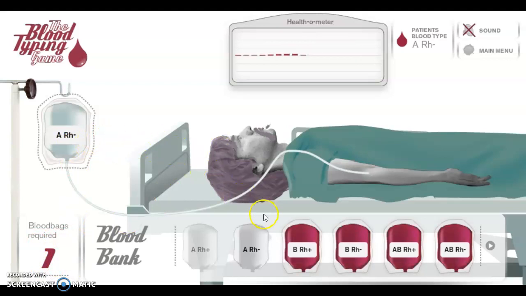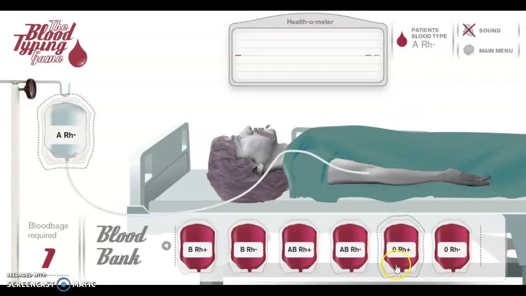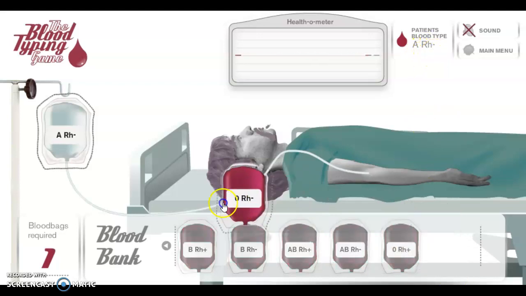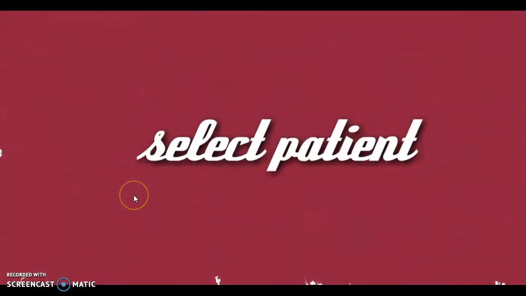But now we have a problem. We have type B blood, and he needs type A. We have type AB blood. Oh, if we scroll over here, we have type O blood. Remember, type O doesn't have any antigens on it, so let's go ahead and try and give him a type O bag. If he's Rh negative, we want to make sure we give him the O negative bag. So we give him that bag, and sure enough, he's happy.